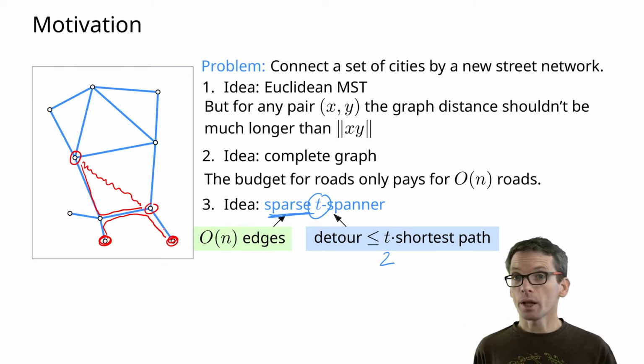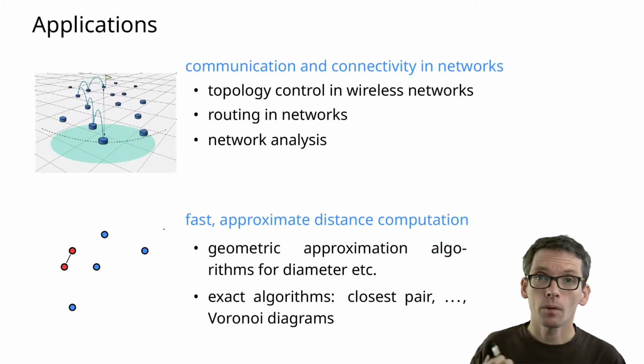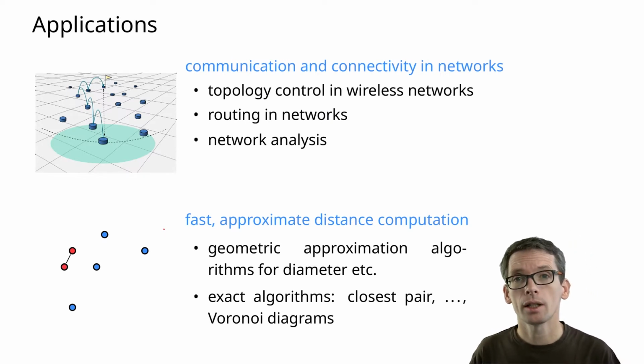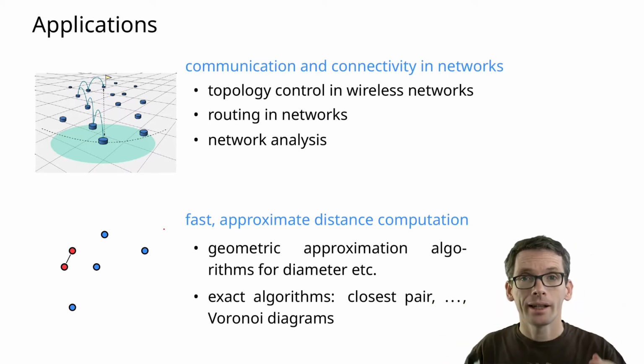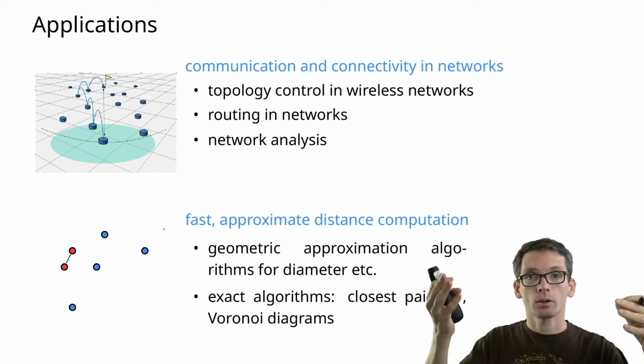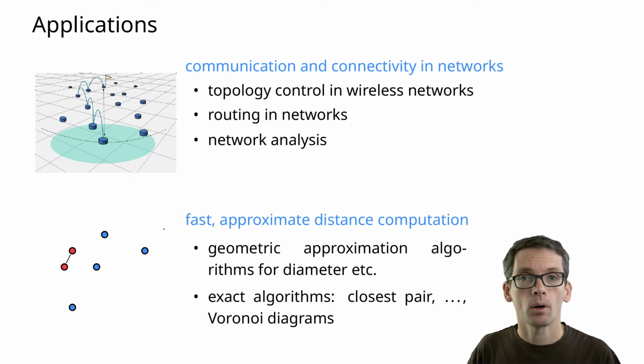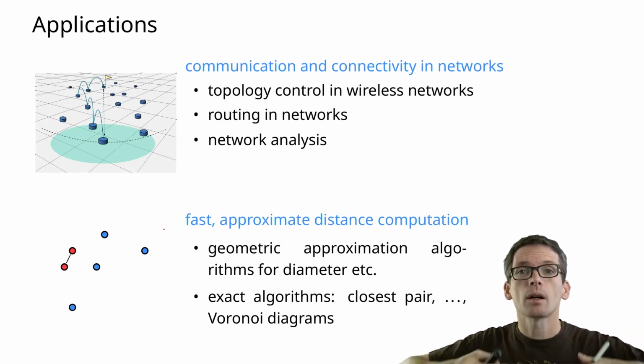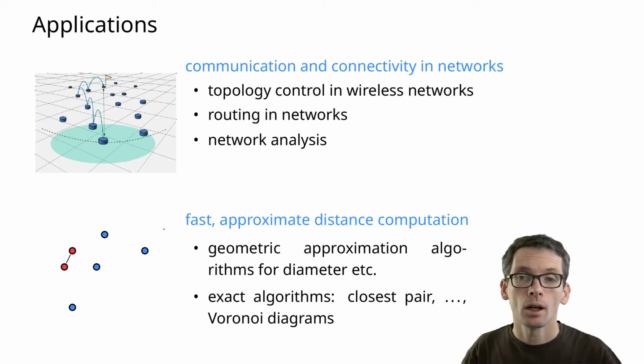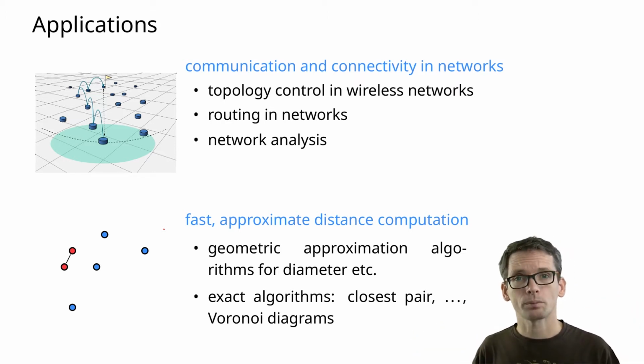Okay, where do spanners occur? One application is when we want to build a network which allows fast routing. A typical setting is ad hoc or sensor networks. So imagine you have these smart sensors. You want to have a network so that you can move data or communicate fast within the network. Then you will want to build some kind of topology, and a spanner might be a good choice.